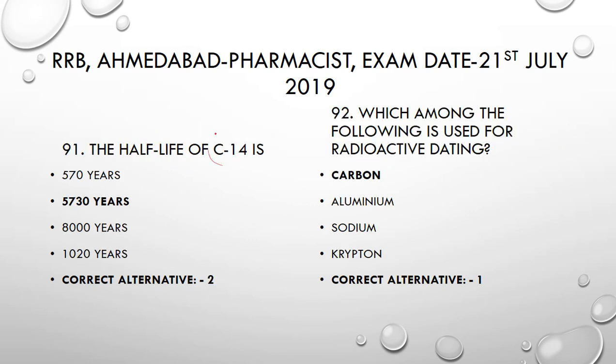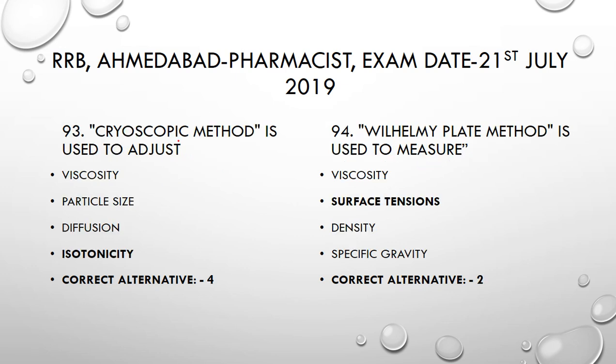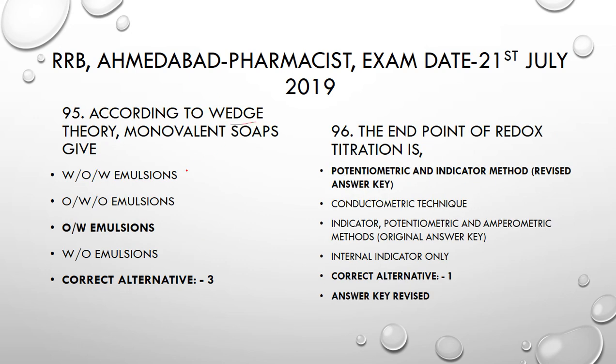The half-life of C14 is 5730 years. Which among the following is used for radioactive dating? That is carbon. Cryoscopic method is used to adjust isotonicity. Wilhelmy plate method is used to measure surface tension. According to Weiss theory, monovalent soaps give oil in water emulsions. The end point of redox titration is potentiometric and indicator method. Revised, it is in the revised answer key.